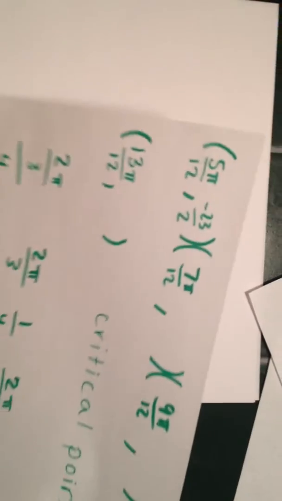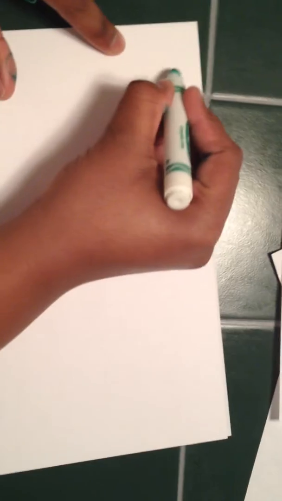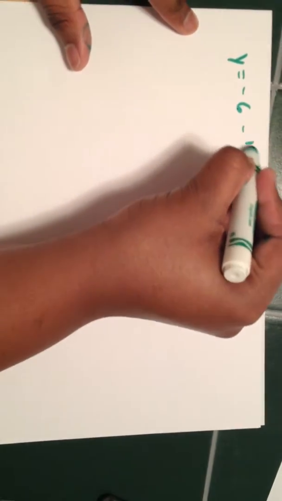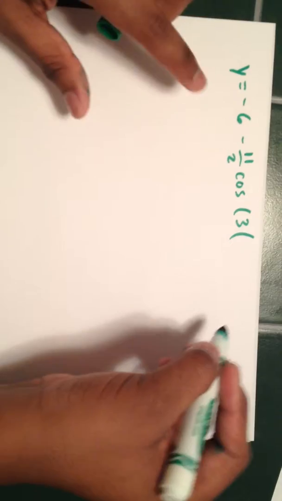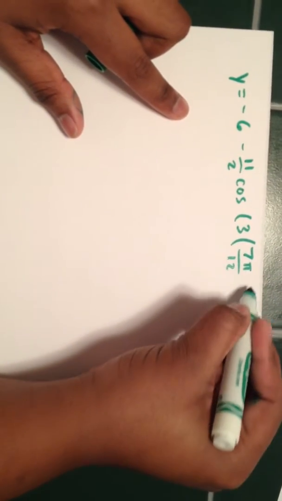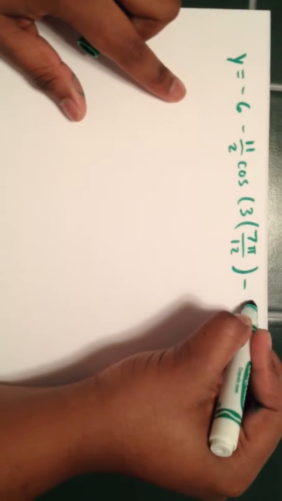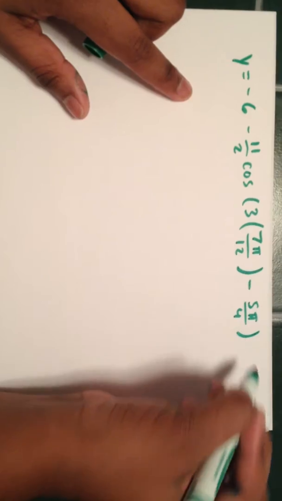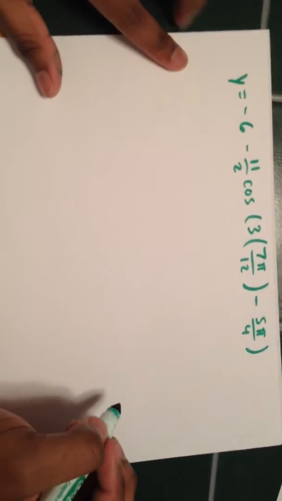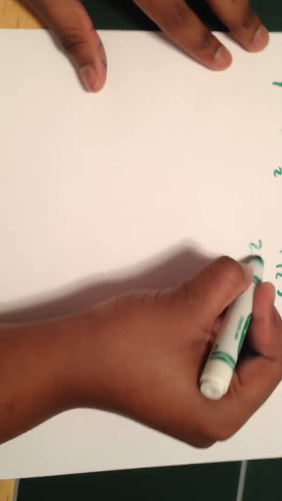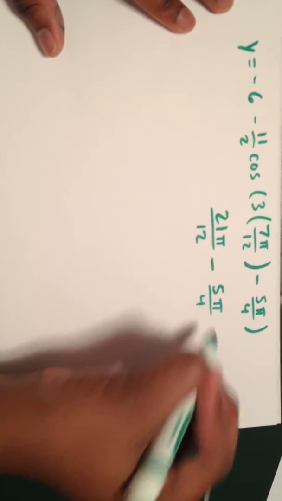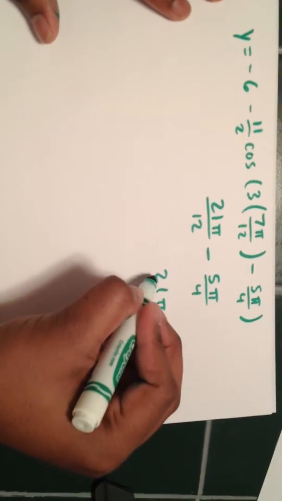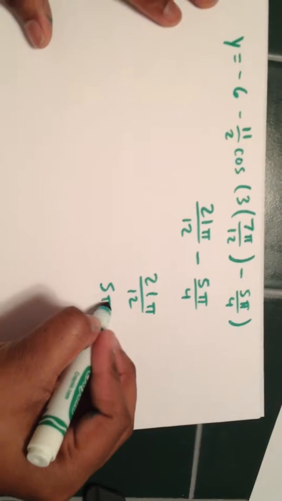Okay. Now to plug in 7 pi over 12. y equals negative 6 minus 11 halves cosine of 3, plugging in 7 pi over 12 for x, minus 5 pi over 4. Okay? Alright, you're going to distribute. So that will become 21 pi over 12 minus 5 pi over 4.